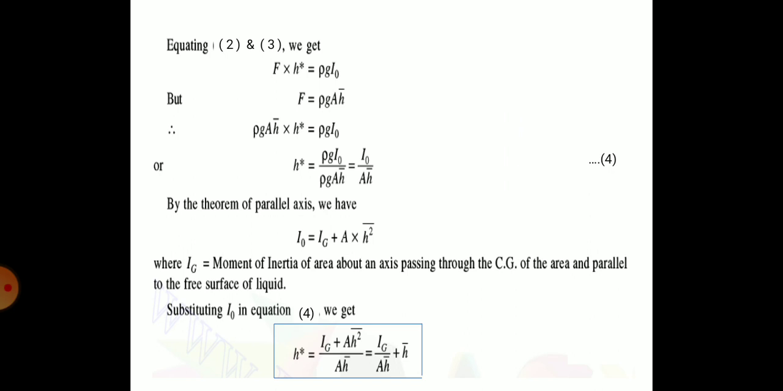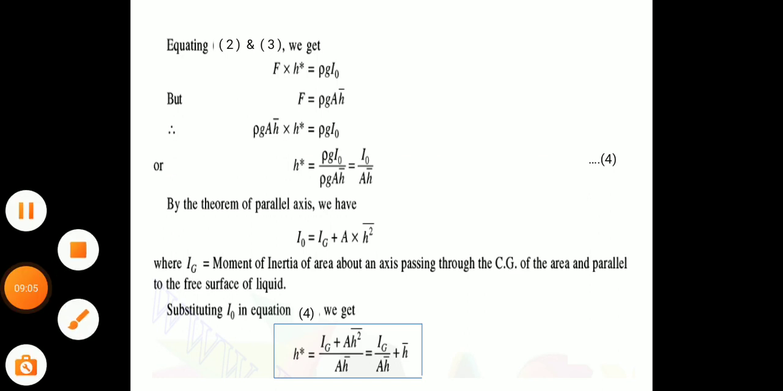Therefore, by the theorem of parallel axis, we have I0 equal to Ig plus A into H bar square, where Ig is equal to the moment of inertia of the area about an axis passing through the center of gravity of the area and parallel to the free surface of the liquid. Therefore, putting the value of I0 in equation 4, we get H star is equal to Ig plus A H bar square upon A H bar, which is equal to Ig upon A H bar plus H bar.